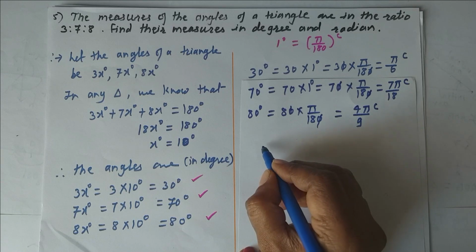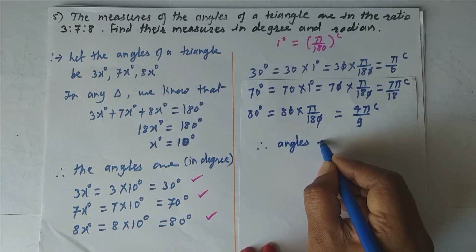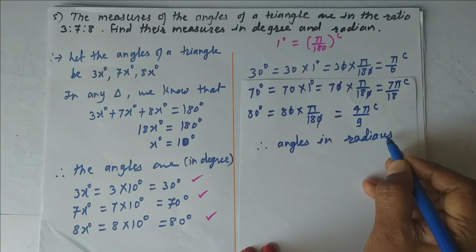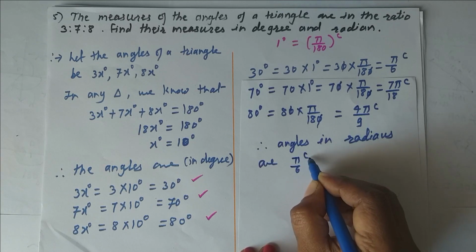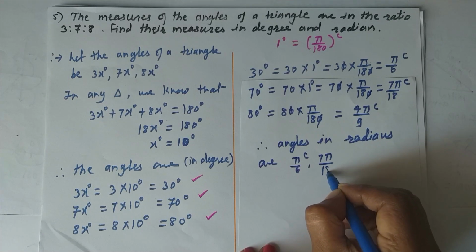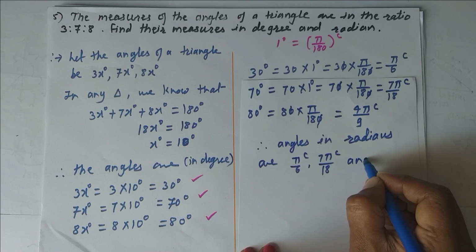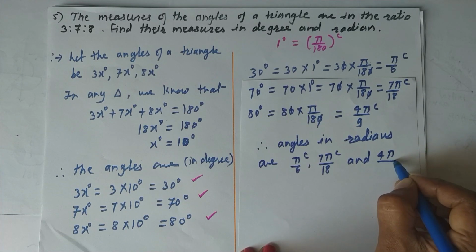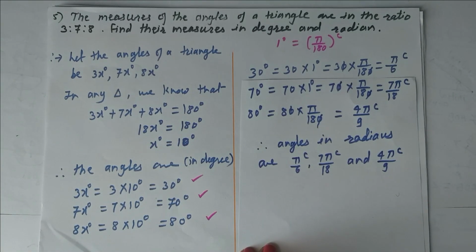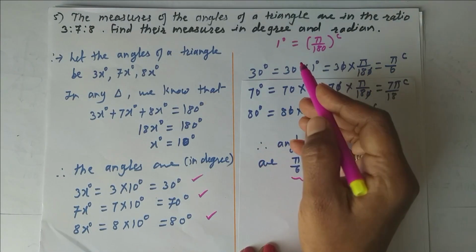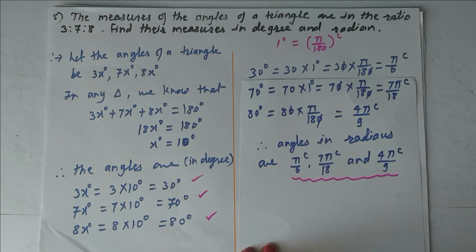Angles in degree are this. Write down here, angles in radians are pi by 6, 7 pi by 18 and 4 pi by 9 radians. Okay. In this way, it is very simple if you know the formula for conversion of angle from degree into radians and radians into degree. Okay, students.